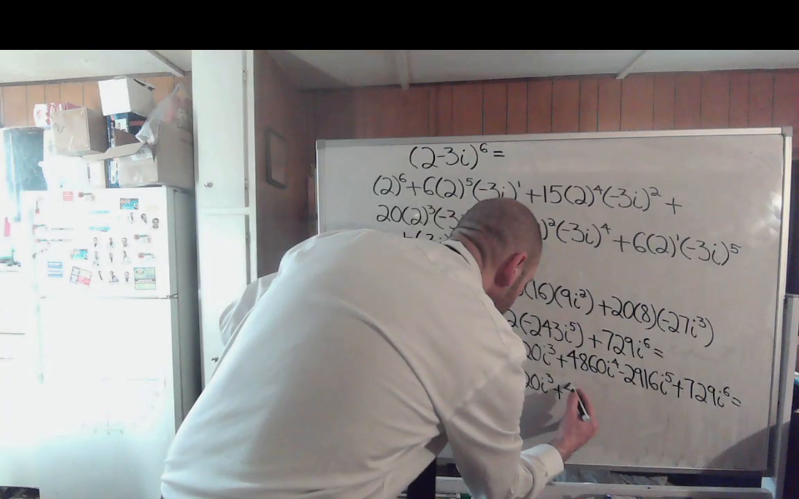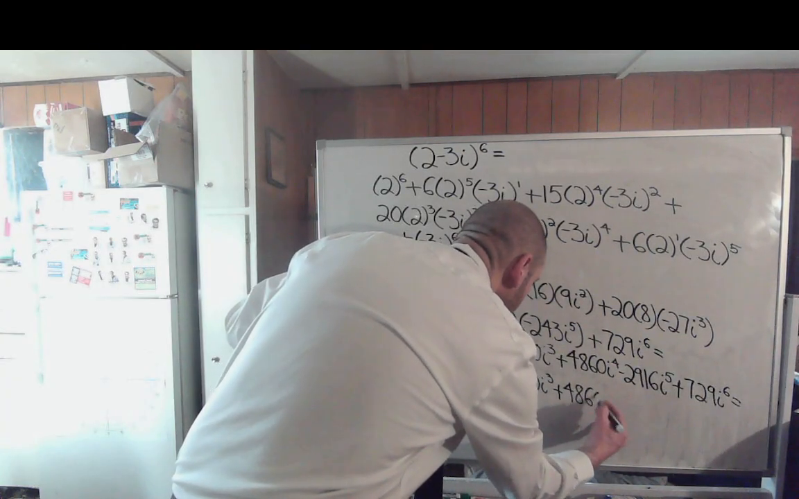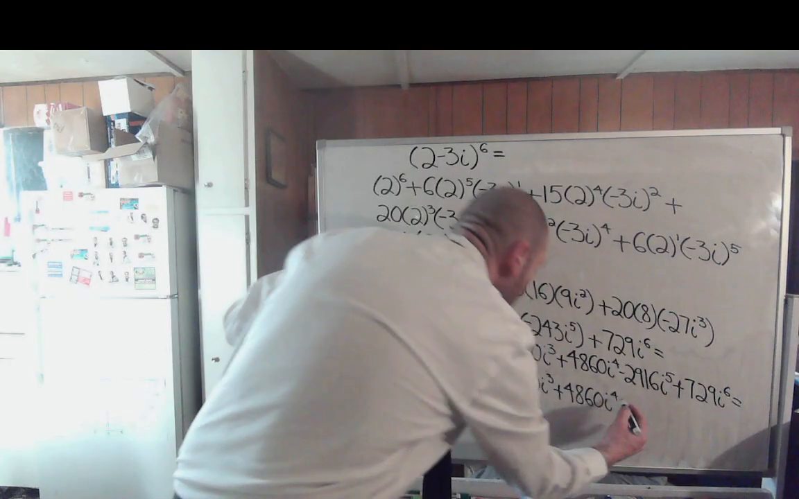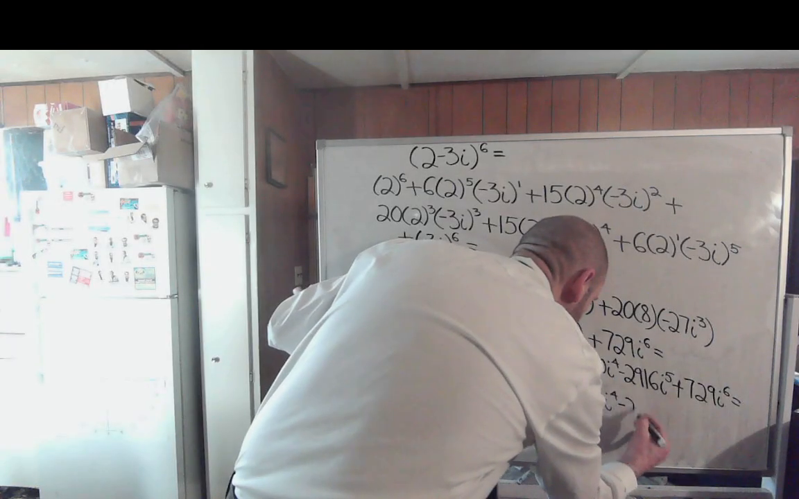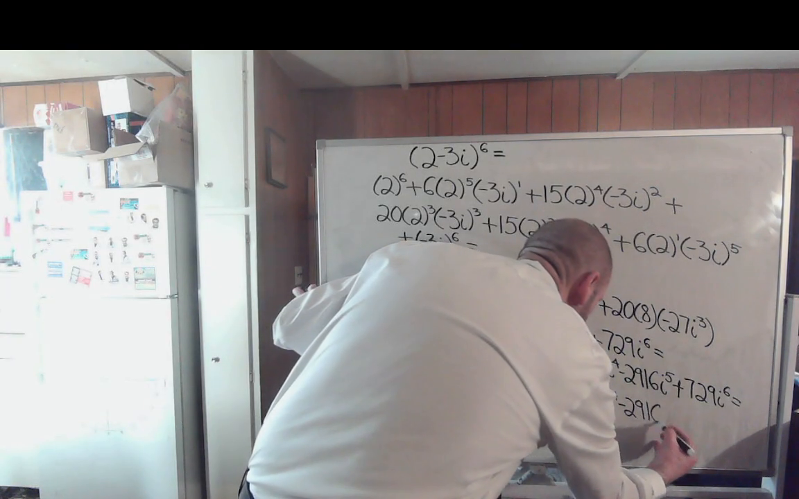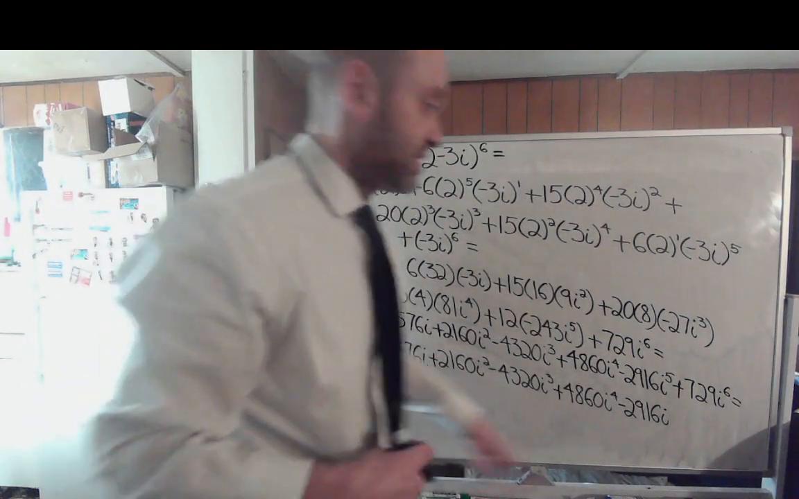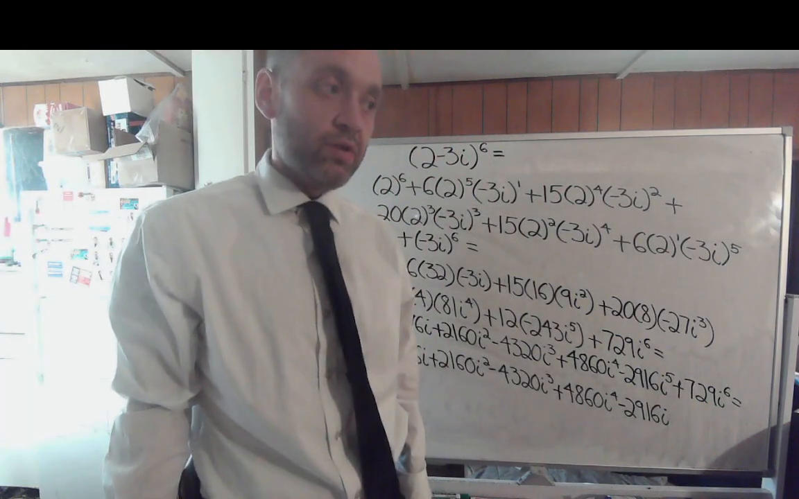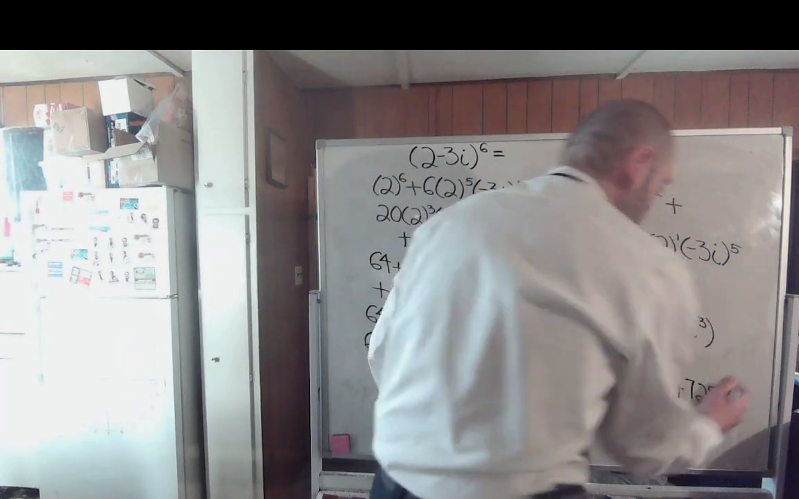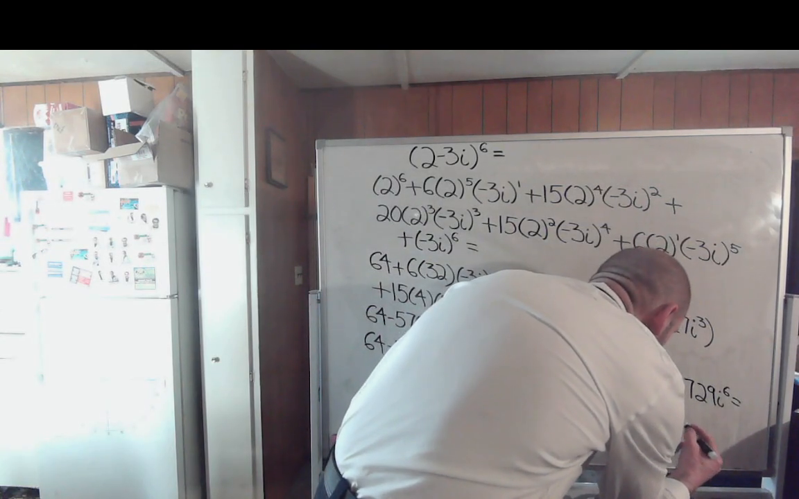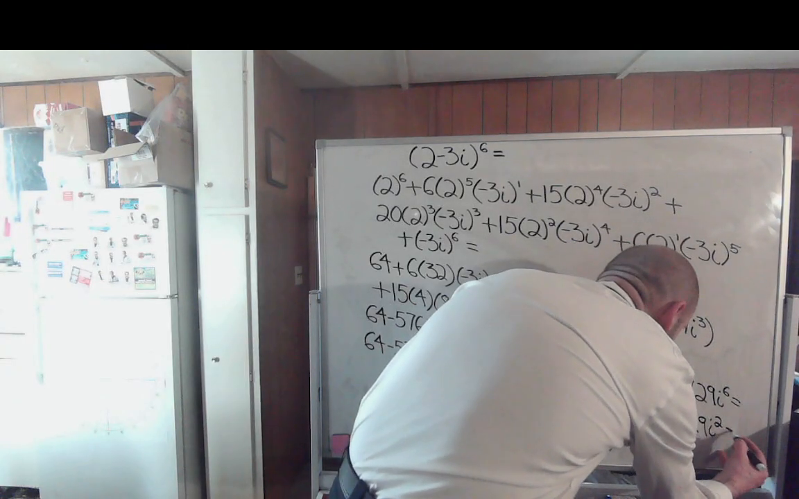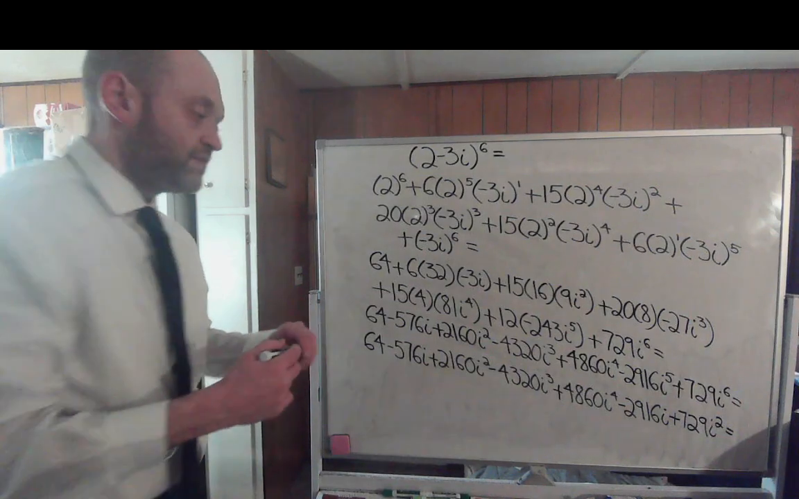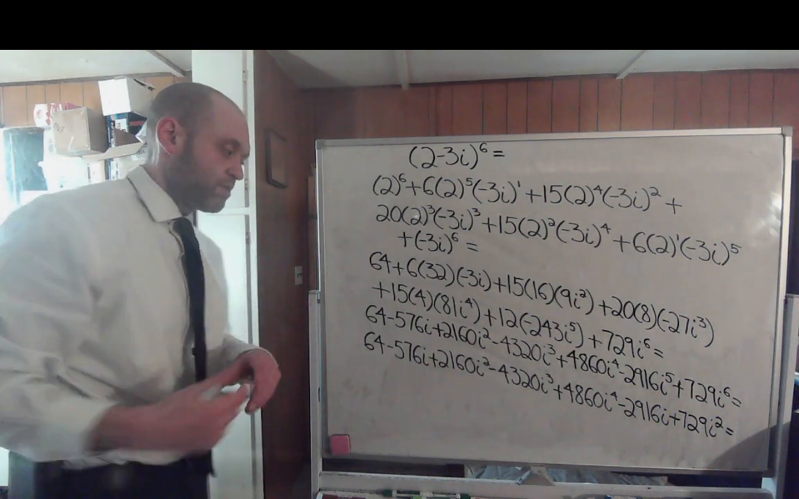plus 4,860i to the fourth. So we've determined i to the fifth behaves as i to the first, so this will be minus 2,916i. Now we got to figure out i to the sixth. Divide 6 by 4, you get 1, right? But with a remainder of 2. So this will behave as i squared. So this will be plus 729i squared. So sometimes it pays to simplify those i's if they're greater than power of 4.